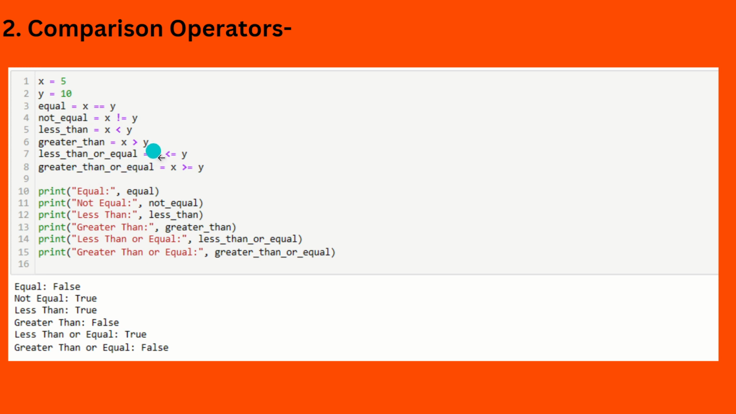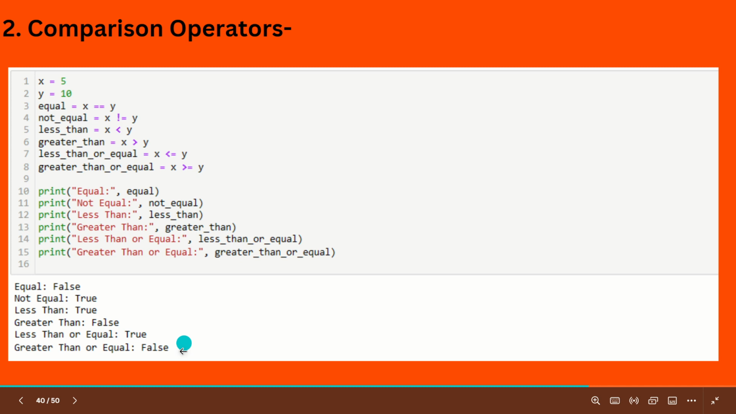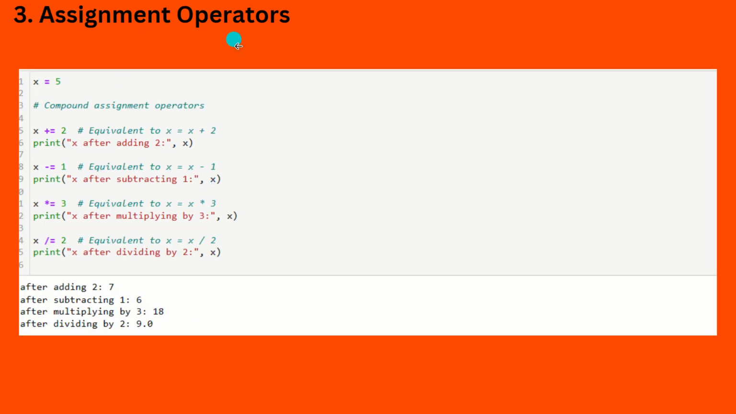Now, less than or equal to. 5 is less than or equal to 10. Less than, correct. One condition is satisfied. Or equal to, it is not equal to, but it is less than. We should get true as the answer. Next. Greater than or equal to. 5 is not greater than or equal to 10. False. Done.